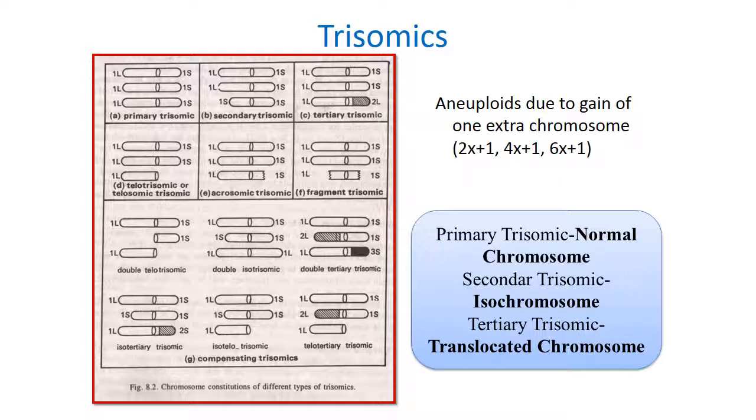Compensating trisomics means one arm is compensating for the other. Like double trisomic means one chromosome is normal and the rest of the two are of compensating type, like one chromosome having the left arm and another the right arm. Double isotrisomic means isochromosome is present, and in double tertiary trisomic you can find the translocation kind. Likewise, the classification goes on.